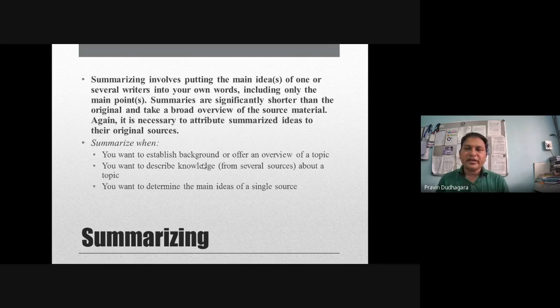And third one, that is summarizing, involving putting the main idea or ideas of one or several authors in your own words, including only the main points. You summarize the entire elaborate content into a summary form. Summaries are significantly shorter than the original and take a broad overview of the source material. Again, it is necessary to attribute the summarized idea to its original source. Summarizing is generally used when you want to establish the background or offer an overview of a particular topic, describe the knowledge about a topic, or determine the main idea of a single source. In such a condition, you can use the summarizing.